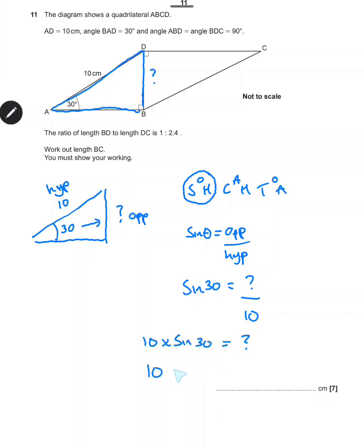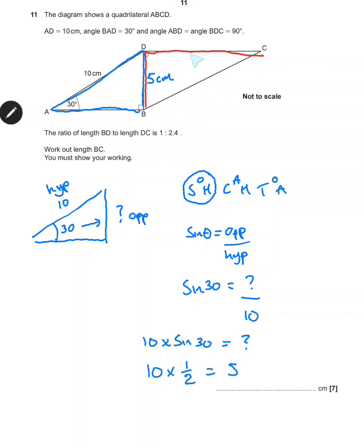Non-calculator paper, we need to know what sine 30 is. If you're unsure, just guess, and always go for a half. The sine 30 is a half. Half times 10 is 5. So this measurement up here is now 5 centimetres. I can start to actually look at the question. It says the ratio of the length BD, so the side I just found, to DC, that one, is 1 to 2.4.